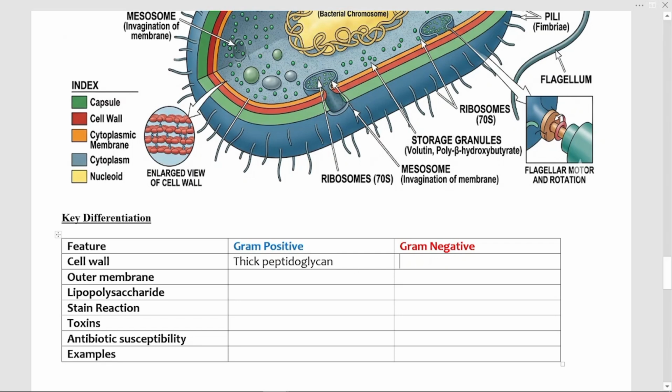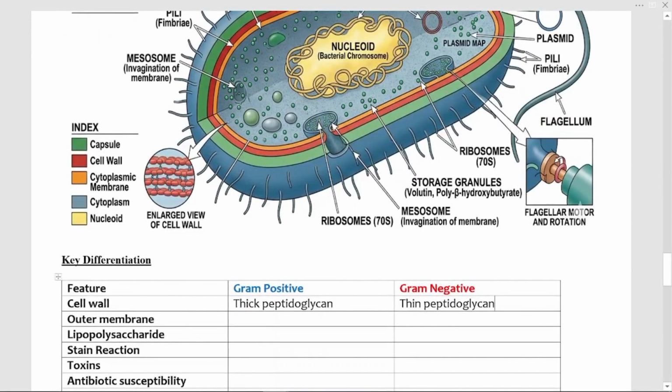In gram-negative it is the opposite. It contains a thin cell wall, or you can say a thin peptidoglycan. So one key difference between the two is that in gram-positive bacteria the cell wall is extremely thick, because the peptidoglycan layer, which constitutes the cell wall, is thick, whereas in the gram-negative the peptidoglycan is thin.